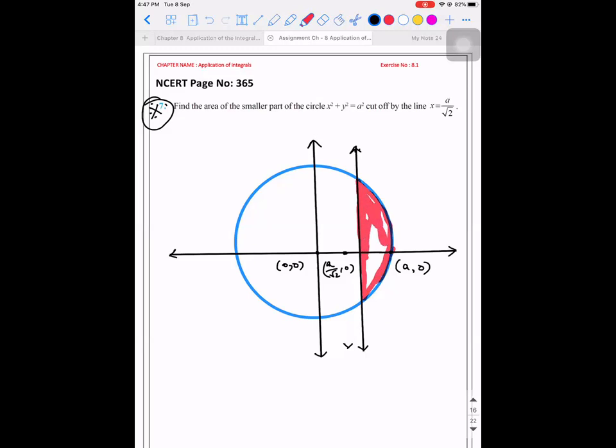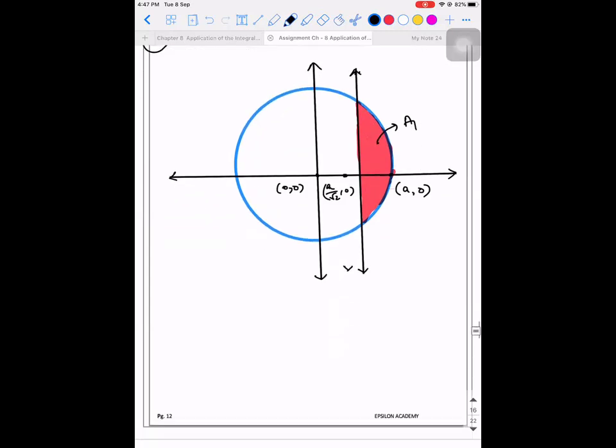So what will be the limits? Tell me fast. What will be the limits? A by root 2 to a. That's right. Since it is symmetric, the total area will be 2 times a1, but a1 will be the integral of a by root 2 to a.